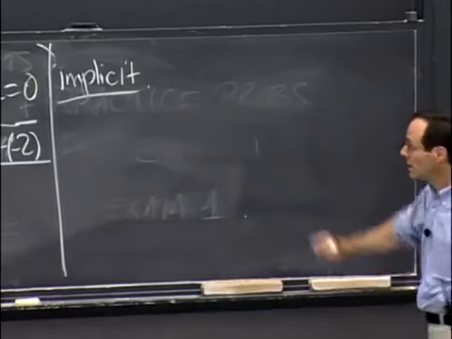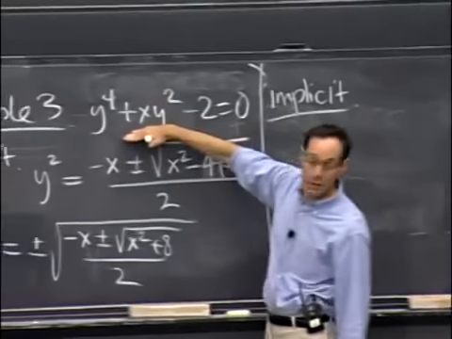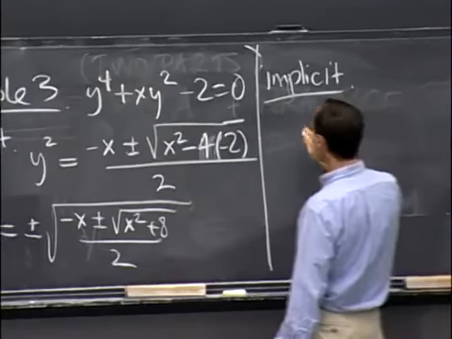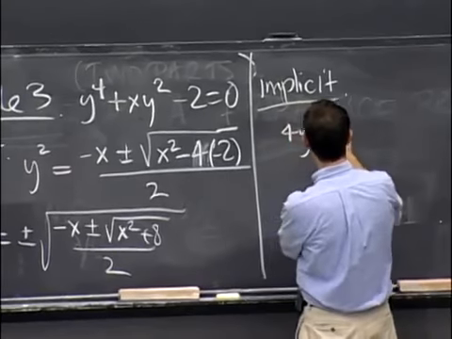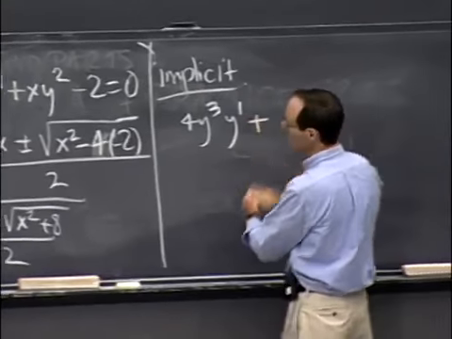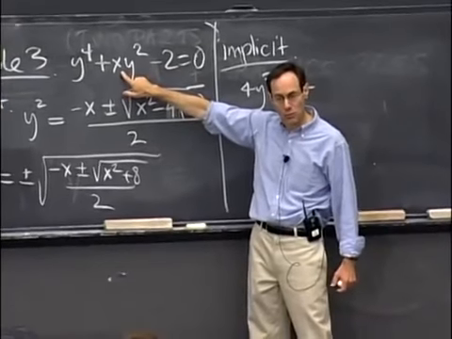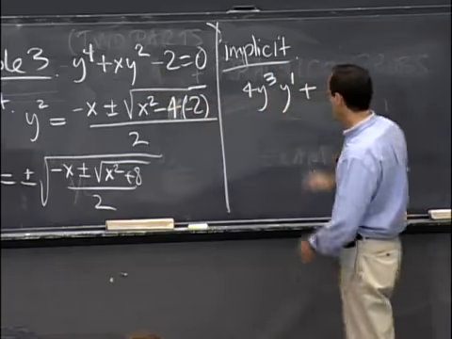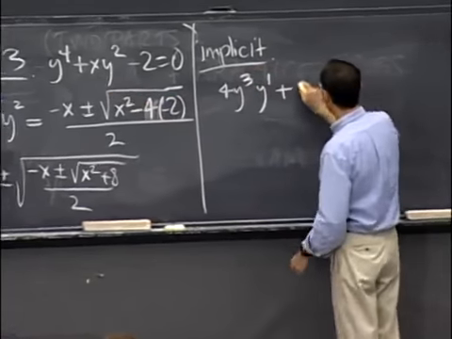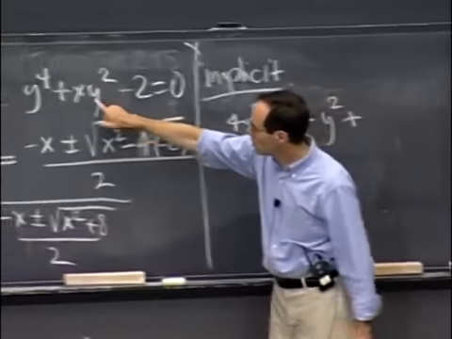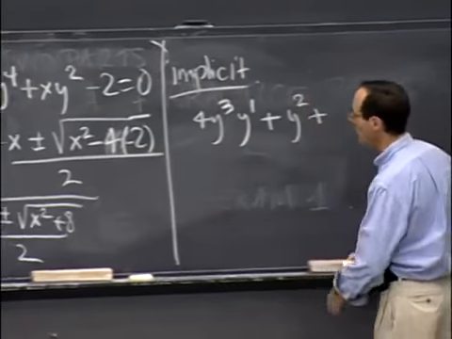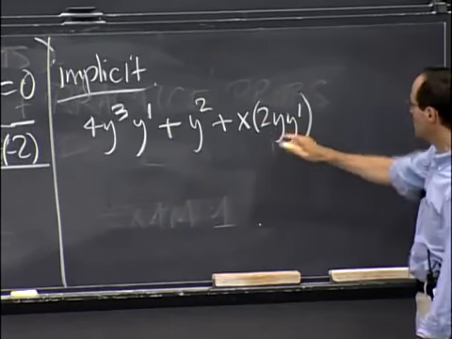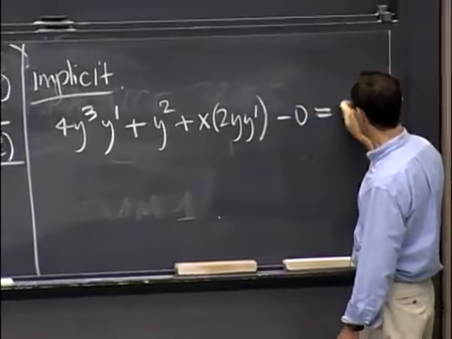So the implicit method just says, OK, I'll leave the equation in its simplest form and now differentiate. When I differentiate, I get 4y cubed y prime plus, now here I have to apply the product rule. So I differentiate the x and the y squared separately. First, I differentiate with respect to x, so I get y squared. Then I differentiate the y squared factor, and I get x times 2y y prime. And then the 0 gives me 0, so minus 0 equals 0.